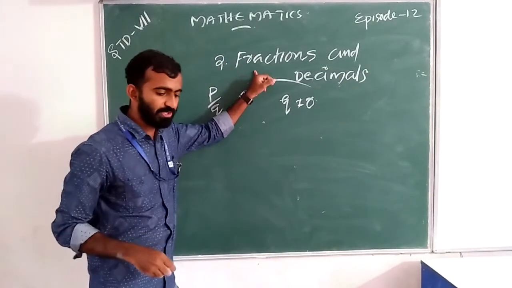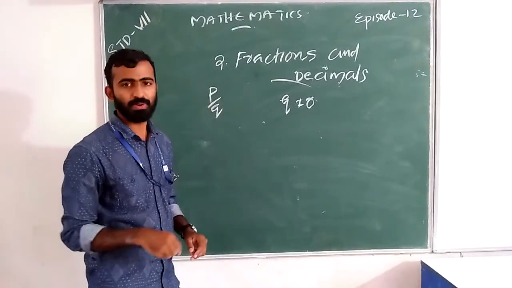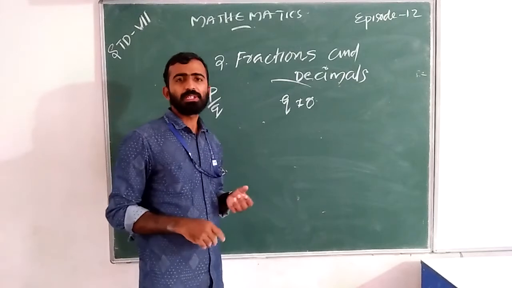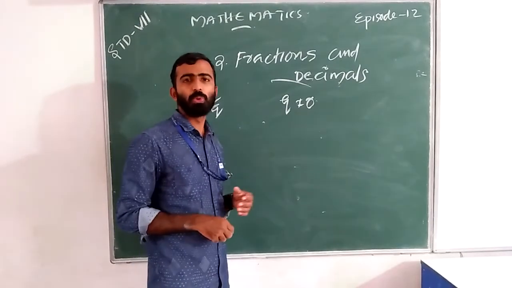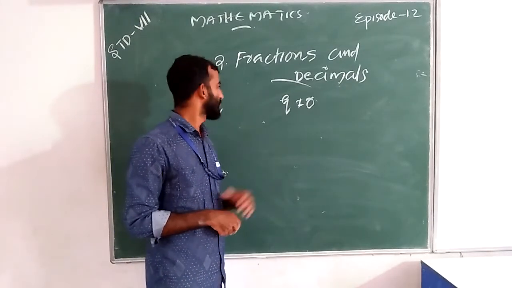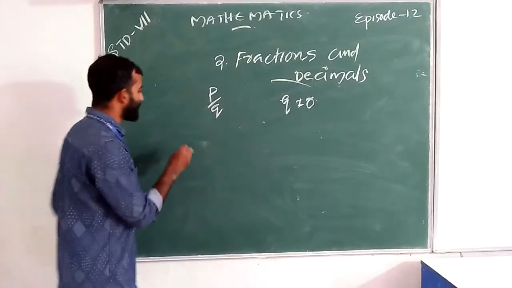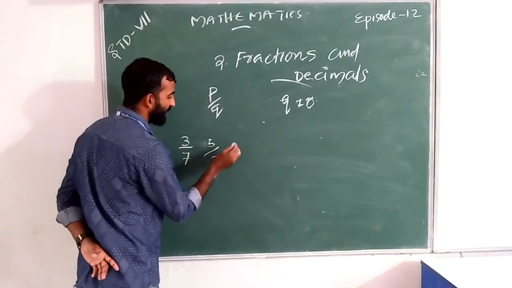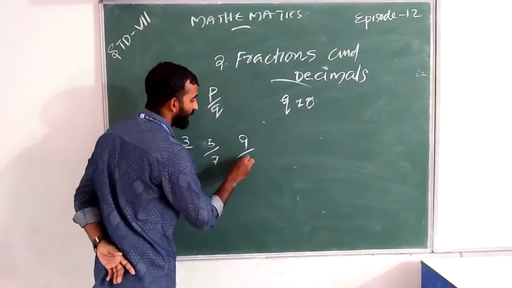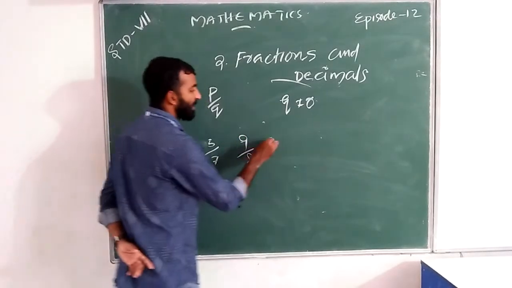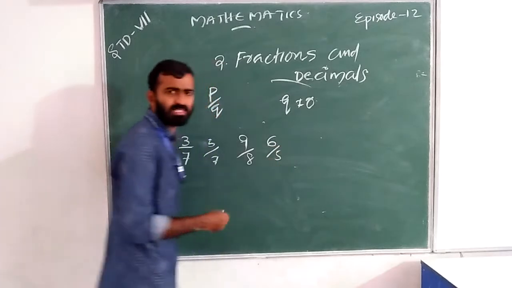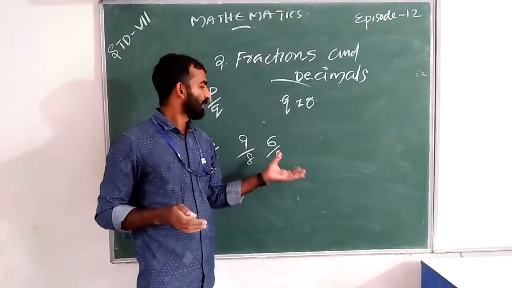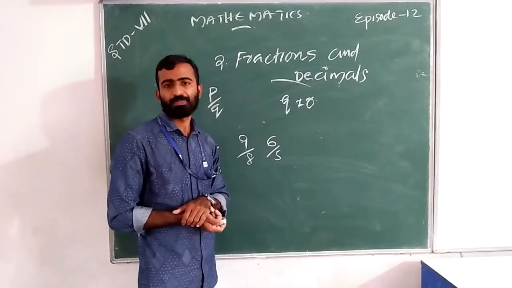Fractions and decimals is our second chapter. What do you mean by fraction? Fraction means we can write numbers in the p by q form, q not equal to 0, and here we can write 3 by 7, 5 by 7, 9 by 8, 6 by 5, etc. How many? We can write infinitely many fractions.